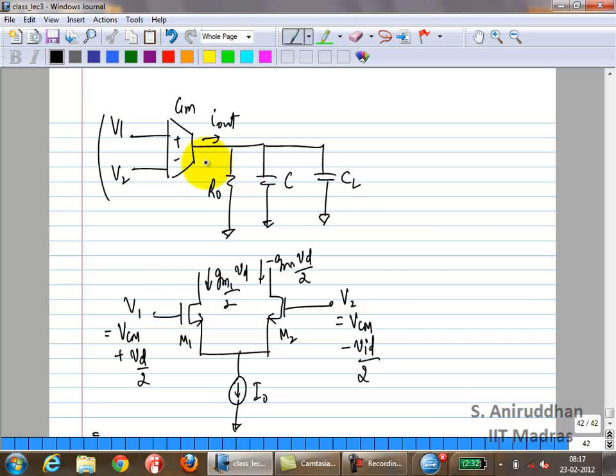So you have the input. You have achieved the difference in the voltages, and you convert it into a difference in currents. Now, one easy way is to just discard one side and take the other side, but that's obviously not optimum. You can use a current mirror load. You have studied this before, right?